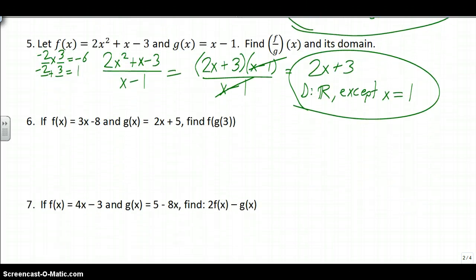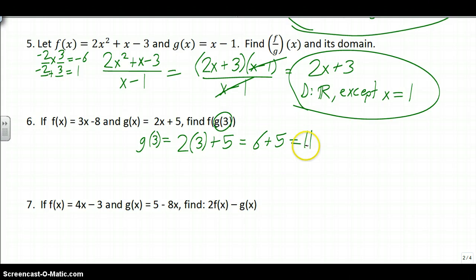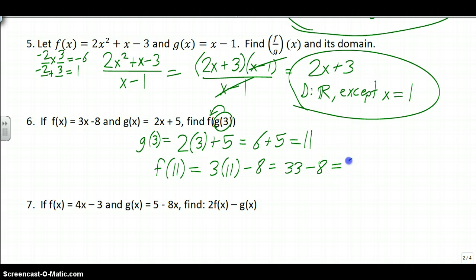If f of x equals 3x minus 8 and g of x equals 2x plus 5, find f of g of 3. So do g of 3 first. So plug 3 in for x, and we'll get an answer. 2 times 3 is 6, plus 5 is 11. Now I need to take that and plug it into f. So f of 11 equals 3 times 11 minus 8. So you get 33 minus 8, which of course is 25.